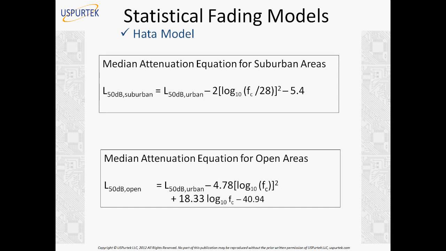So it sounds similar to the Okumura model, but it's much more simplified. Much more simplified equations that just need inputs of, like in this case for open areas, you just need the carrier frequency, and that's it. And you need the L50 dB value for urban.